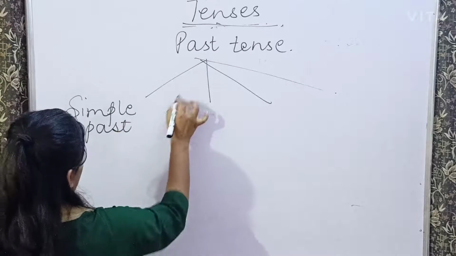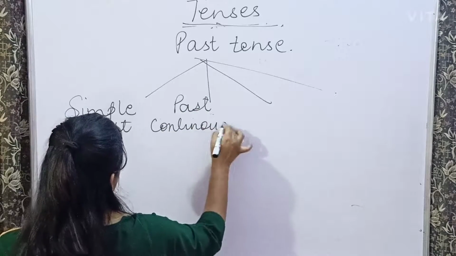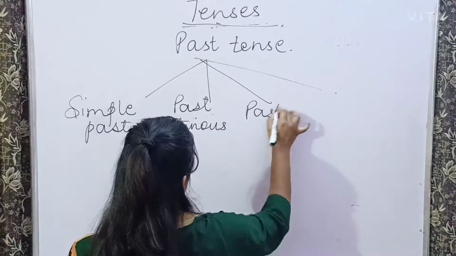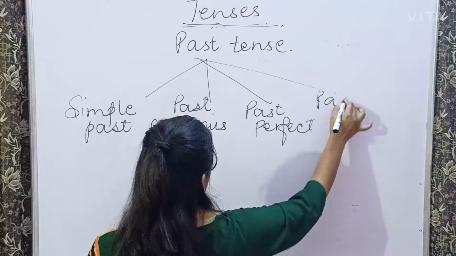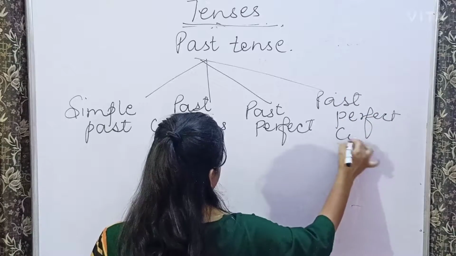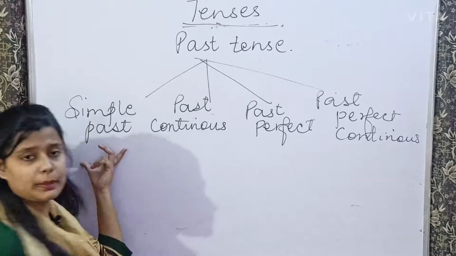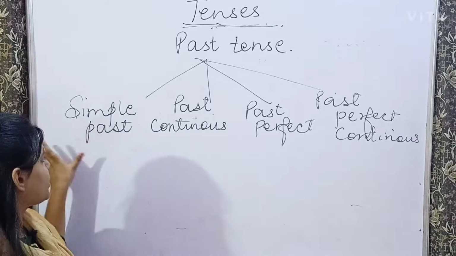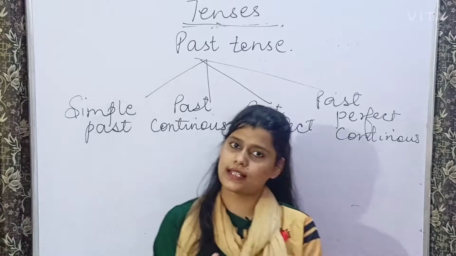Then we have past continuous. Then we have past perfect. And then we have past perfect continuous. So in this video, firstly we will be talking about the simple past, meaning what are simple past sentences.